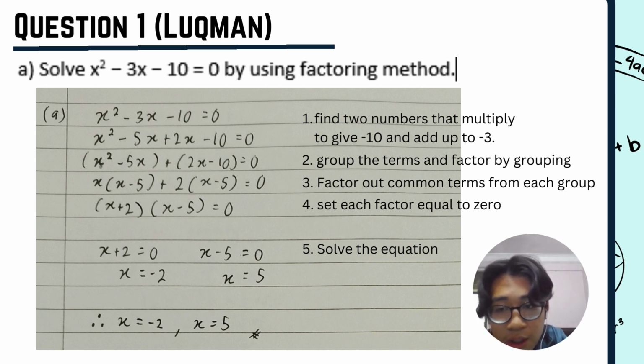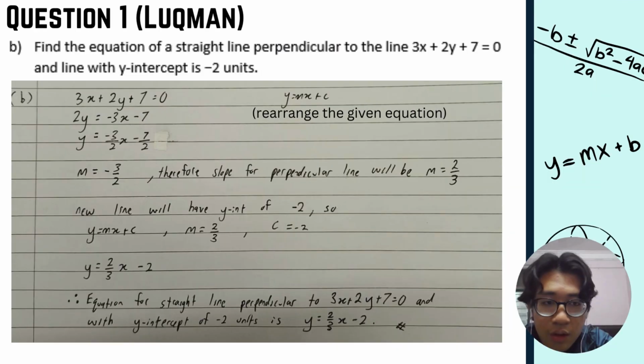Therefore, the solutions to the equation x squared minus 3x minus 10 equals 0 are x equals negative 2 and x equals 5. So question 1b is to find the equation of a straight line perpendicular to the line 3x plus 2y plus 7 equals 0, and the line has a y-intercept of negative 2 units.